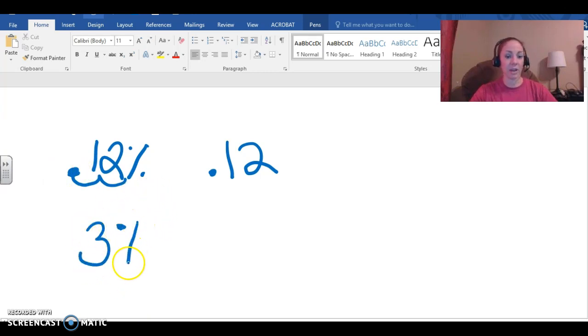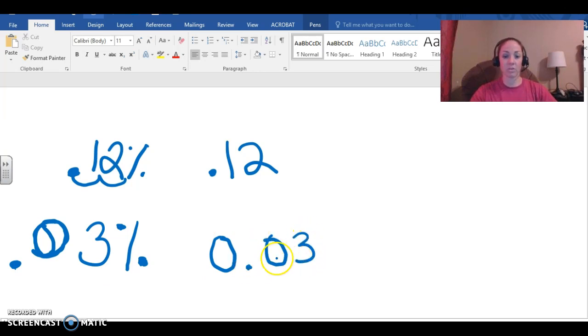What about something like 3% though? When you only have hundredths, there's nothing in the tenths place. What do you do? Well, you have to put forth a little more effort, but I promise it's not going to hurt you. You still have to move over 2 decimal places, but you put a 0 in the tenths place. So to show 3% as a decimal, you would just show it as 3 hundredths.